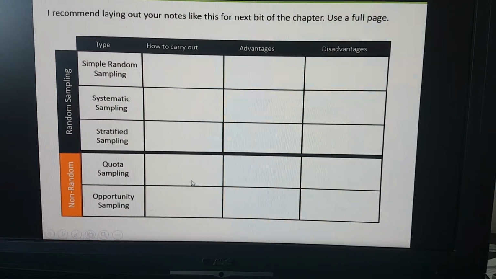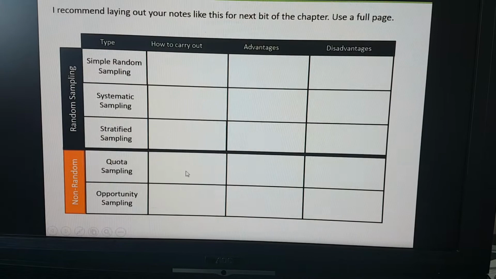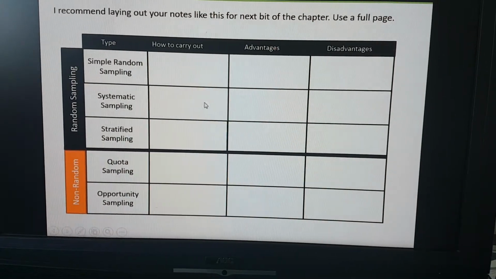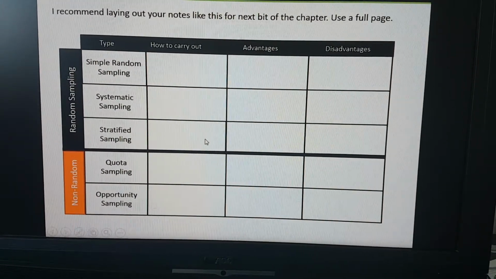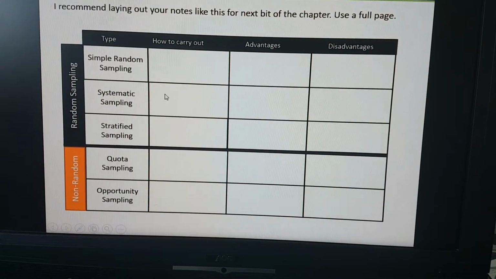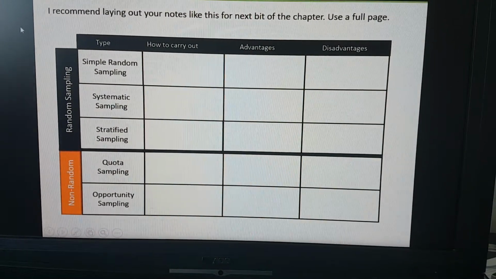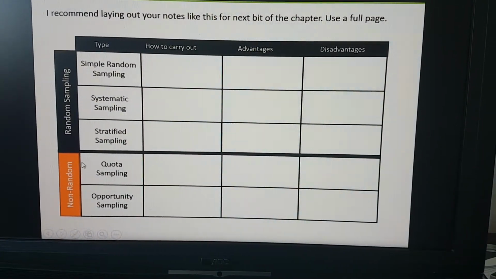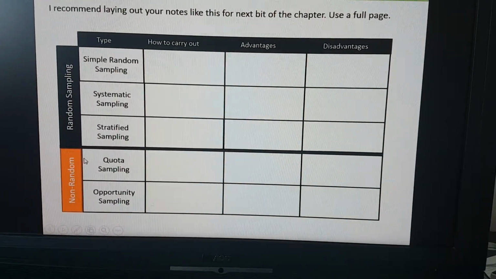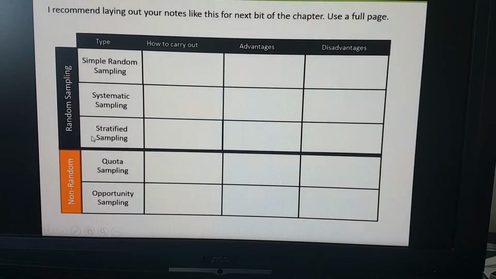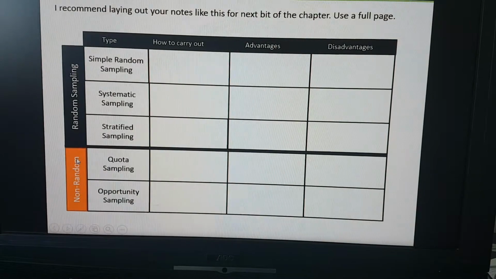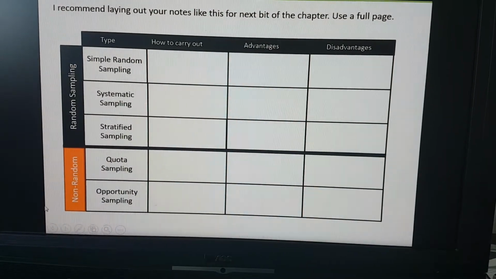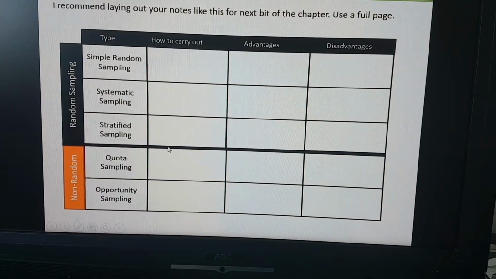Now how it is carried out is something that we need to remember, especially if we're talking about systematic, stratified, or quota. So I will find out how. So there is random sampling. There are 3 types of random sampling that we are doing here, which are simple random sampling, systematic, and stratified. While for non-random sampling, we have 2 here, which are quota and opportunity sampling.